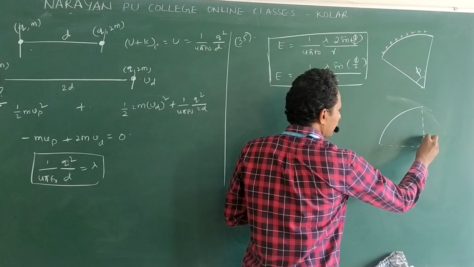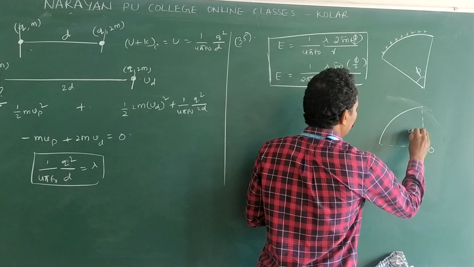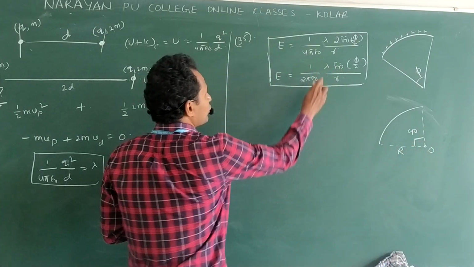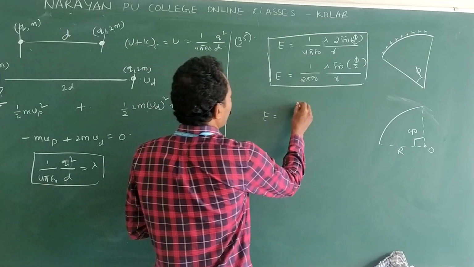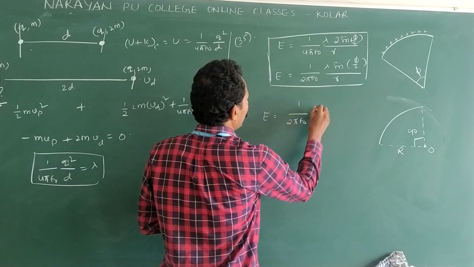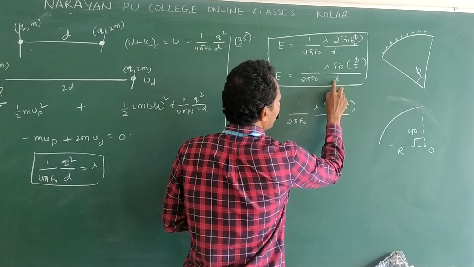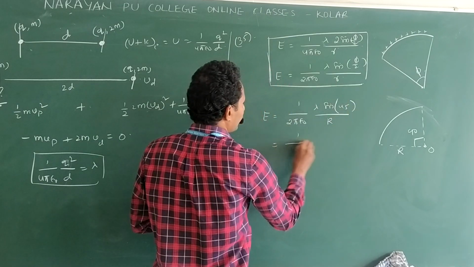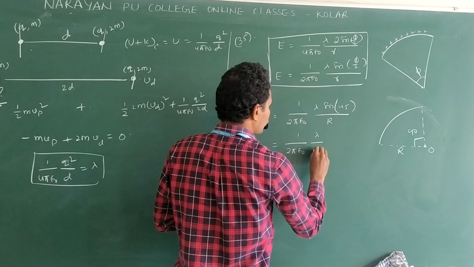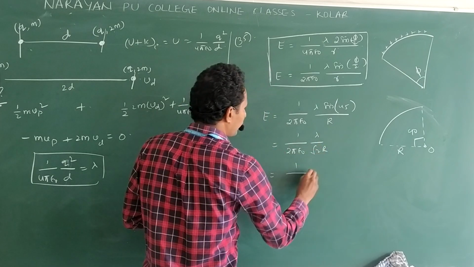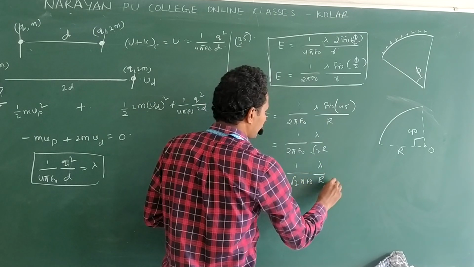Clear? What is the angle subtended by these two ends at a given point? It is exactly 90 degrees. This distance is given as r. Substitute this. E is equal to 1 by 2 pi epsilon naught lambda sin 90 by 2, sin 45 by r, where r is capital R. Then 1 by 2 pi epsilon naught lambda by sin 45, 1 by root 2 r, and this is 1 by 2 root 2 pi epsilon naught lambda by r.